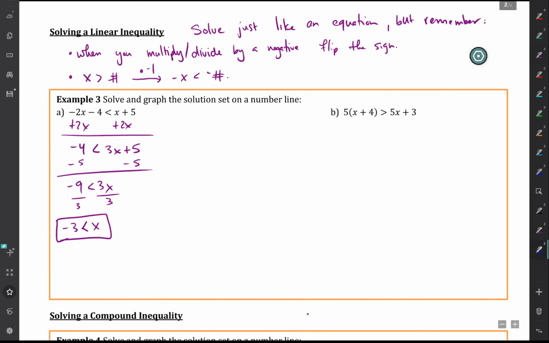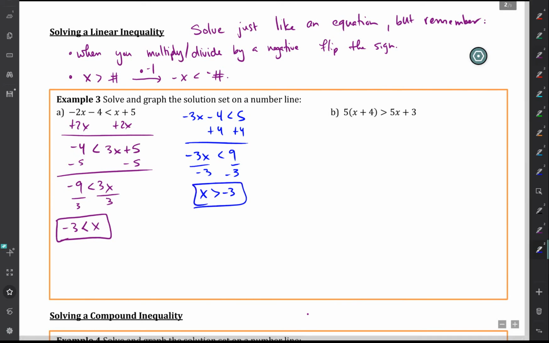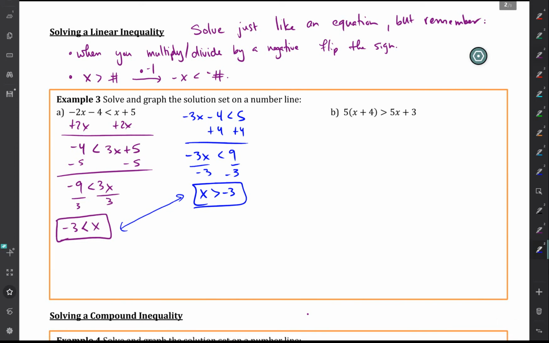Okay, and now I'm going to do this another way just to show you why you need to flip the sign if you multiply or divide by a negative number. If I had subtracted x from both sides first, then I would have gotten 3x minus 4 is less than 5. And then when I add 4 to both sides, I'd get -3x is less than 9. And then when I divide both sides by -3, I've got to remember to switch the sign, because I want x to be bigger than -3. If you forget to flip the sign, then you're going to get the wrong thing. As you notice, as long as you remember to flip the sign, we got the exact same answer through both directions of solving this.